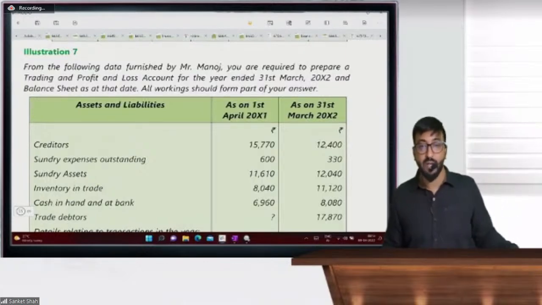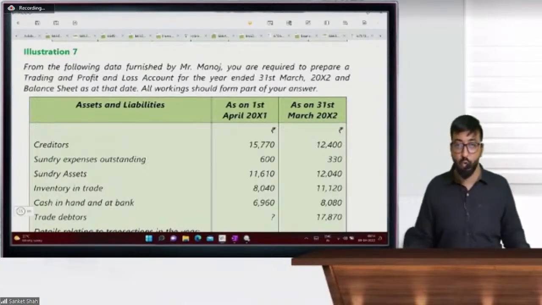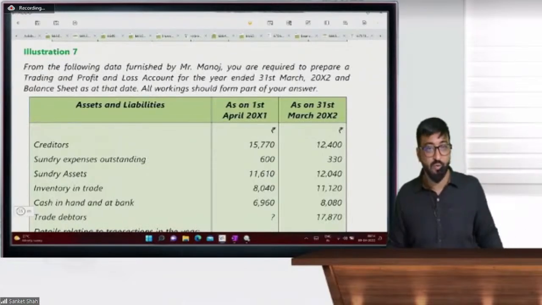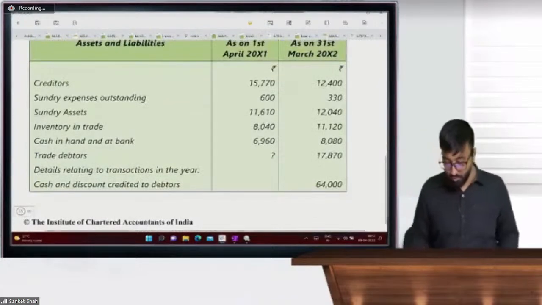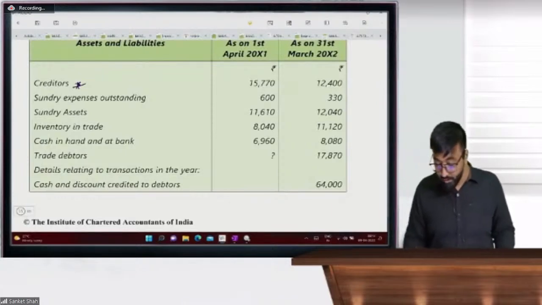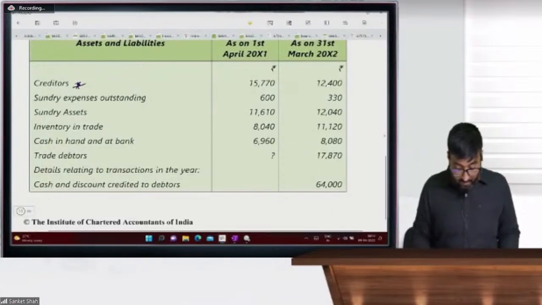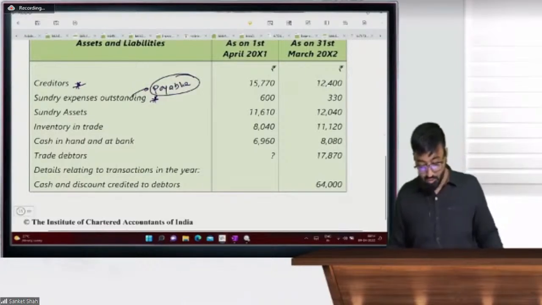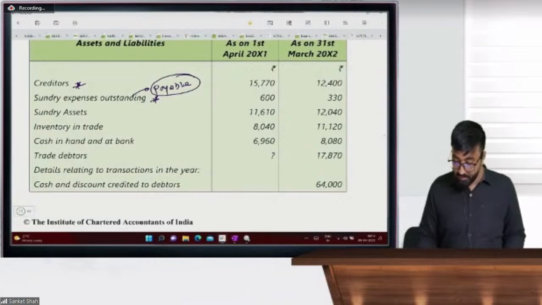From the following data furnished by Mr. Manoj, you are required to prepare trading and P&L account and balance sheet. Same question. Creditors account. Now what is important? Creditors account, sundry expense outstanding. But beta, we are not going to prepare sundry expenses. This is sundry expenses account only. Outstanding means payable. Expenses are always payable, not receivable. So this is payable. Sundry assets, we will open it.